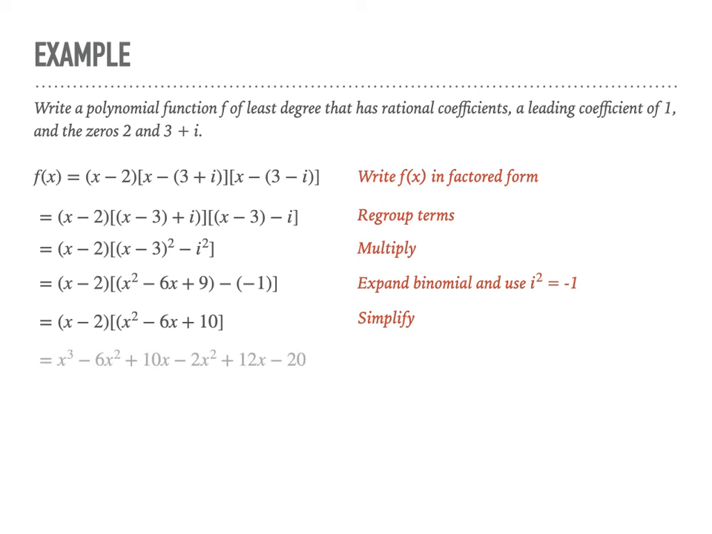So you simplify, which gets us x minus 2 times x squared minus 6x plus 10. And then we multiply, and now we just combine the like terms. So now we're left with x to the power of 3 minus 8x squared plus 22x minus 20. So this is our answer.